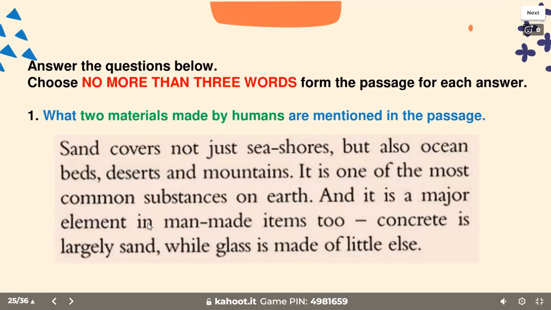Okay, now what does this mean? Now here I should stop scanning. I should stop scanning. And now I'm going to read around these words: substance, element, man-made. Where does the sentence start? Well, it starts from here because here I have the word substance.